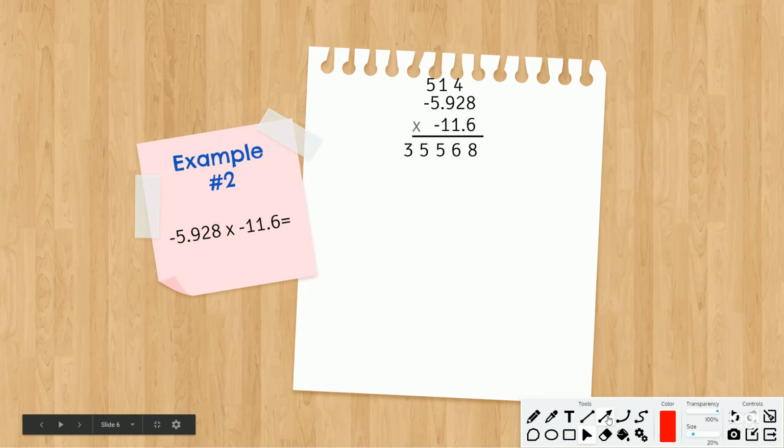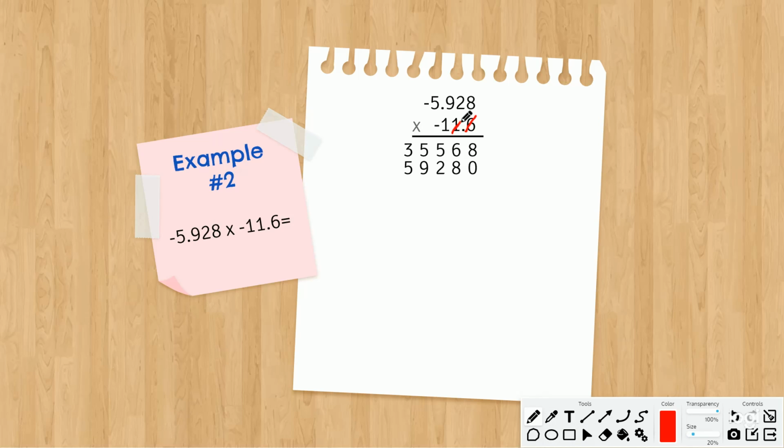So now I'm done with the 6, and I'm going to move on to the 1 here. So I add my 0, and then I'm going to start with the 1. This is easier because it's just multiplying by 1. So 1 times 8 is 8. 1 times 2 is 2. 1 times 9 is 9. And 1 times 5 is 5. I finished all of that 1, so I can cross off that 1.